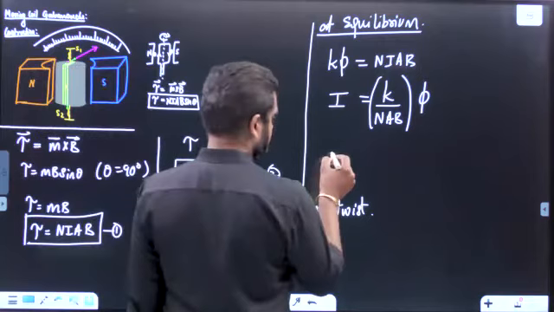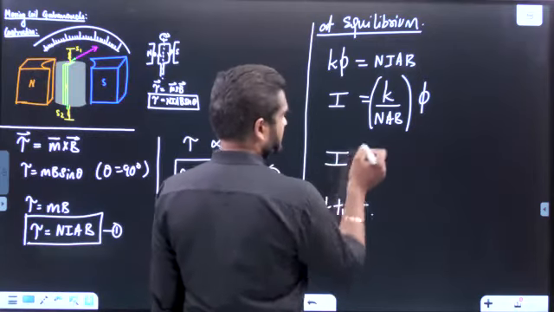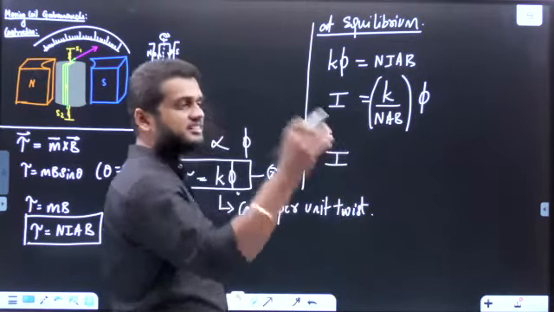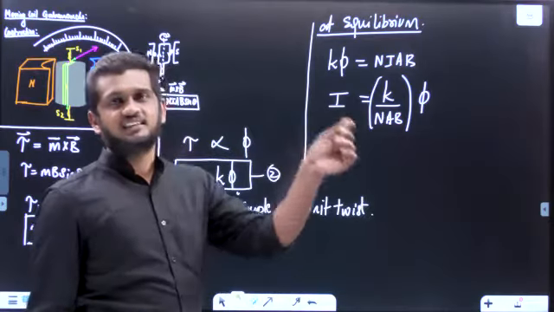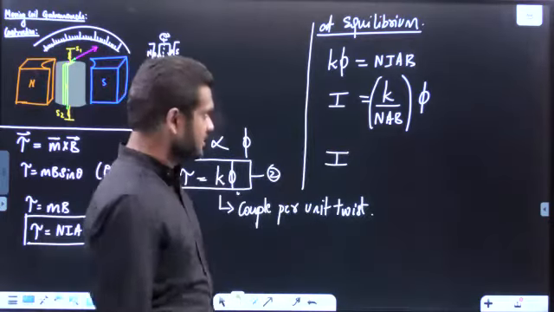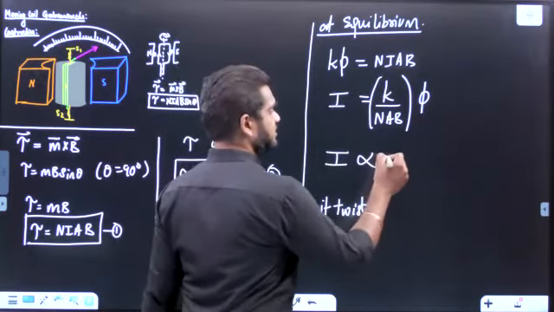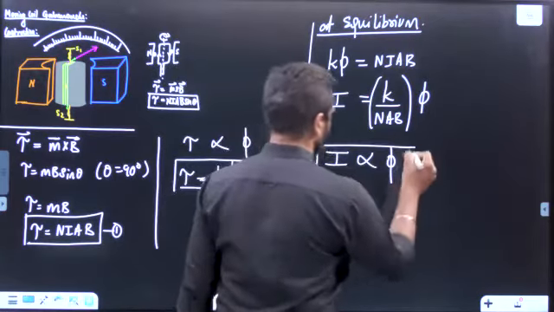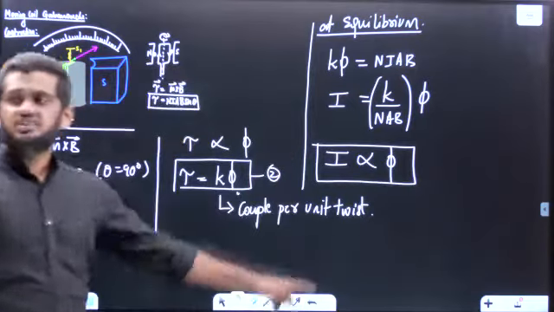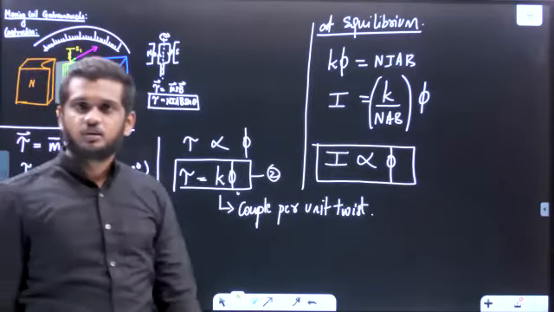Now, can I say, since I can write that if one is proportional to something, I can write that is equal to constant into something. If it is equal to constant into something, then I can write it in reverse order, saying that current is directly proportional to phi. This is the principle of working of a galvanometer.